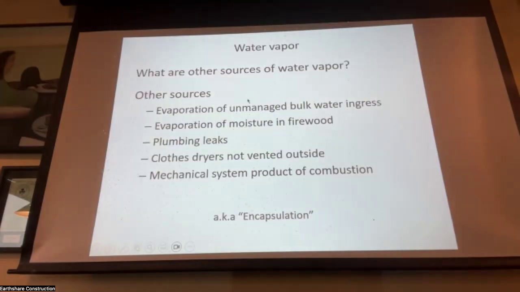Evaporation of unmanaged bulk water ingress. So if you have a brook running under your house in a confined crawl space, it's going to raise the humidity by evaporation. So you can also have plumbing leaks, clothes dryers not vented to the outside, and mechanical system products of combustion.